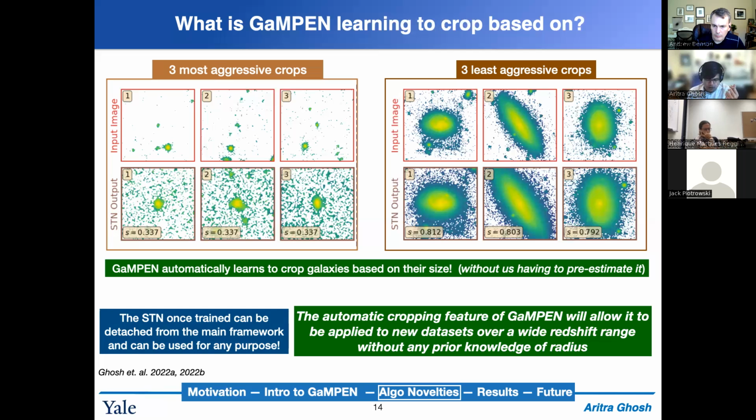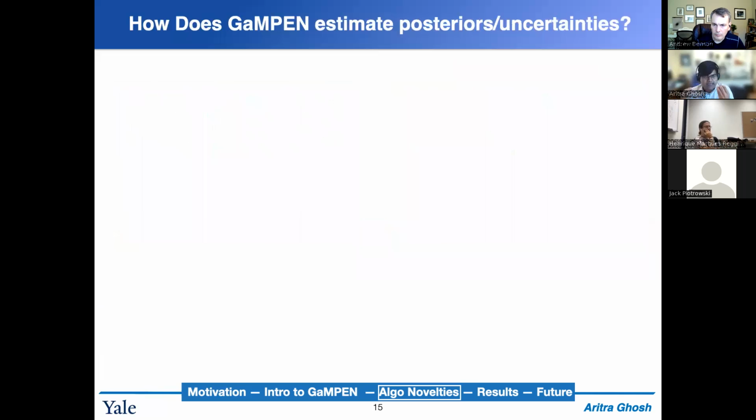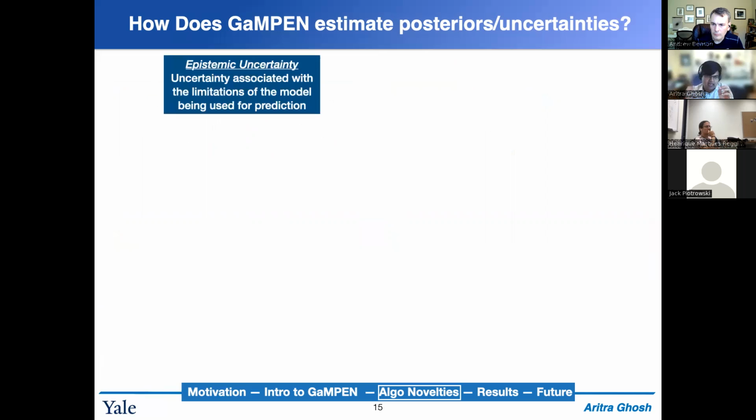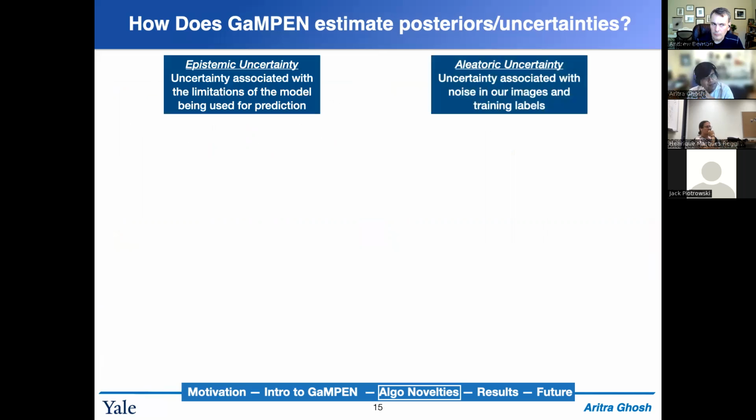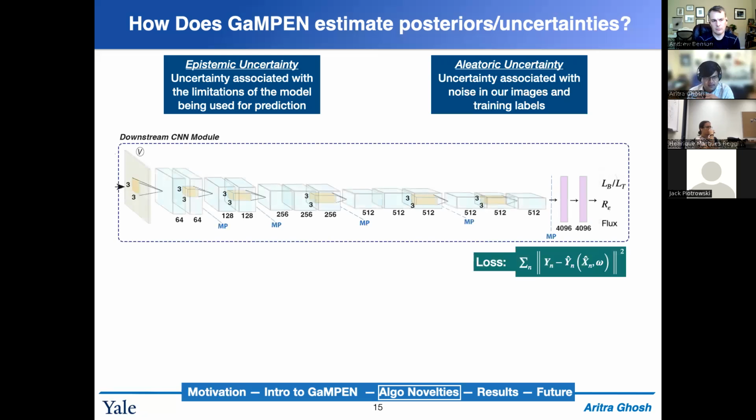Next comes the more important thing about estimating parameters and their uncertainties. With GaMPEN, we estimate two specific kinds of uncertainties. We estimate epistemic uncertainties, which are essentially uncertainties associated with the limitations of the model that you are using for predictions. Essentially, it's not a perfect model, so you want to estimate those uncertainties. And you also have aleatoric uncertainties, which are uncertainties associated with the noise in both your images as well as your training labels. To estimate parameters and uncertainties, we use our downstream convolutional neural network.